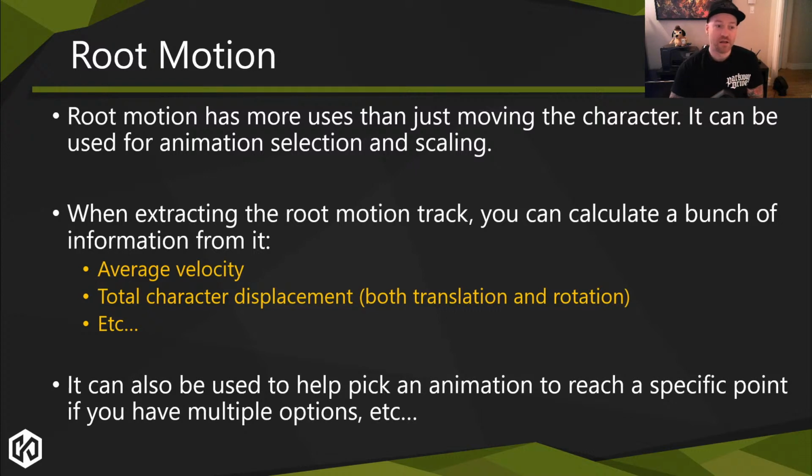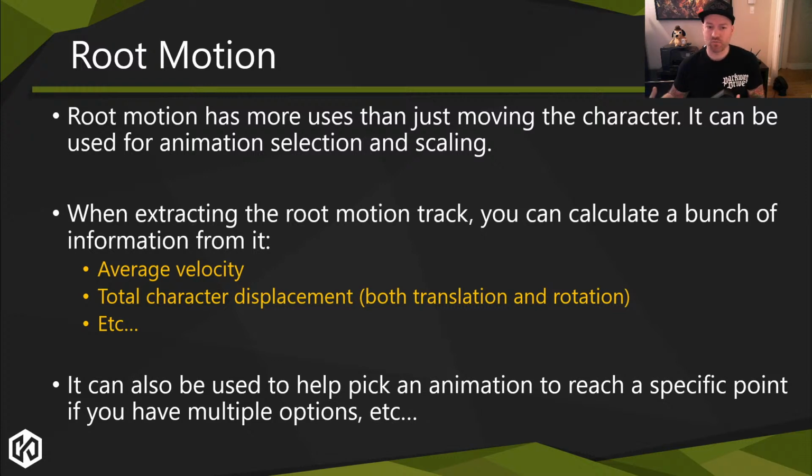So root motion has additional uses, apart from just moving a character. It's also very useful to understand what an animation does. So that can be used for selecting an animation, or, I don't know why it says scaling, I meant warping.